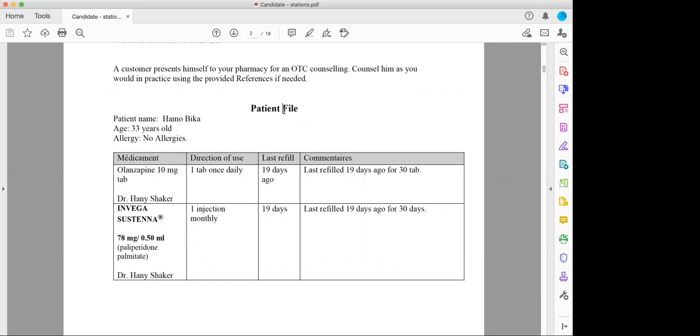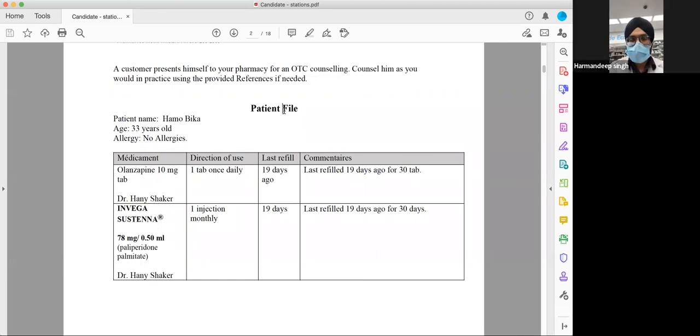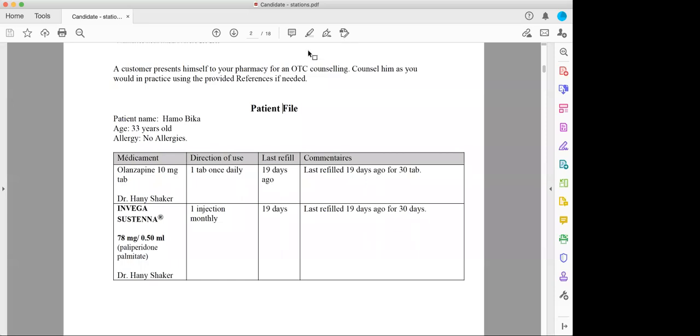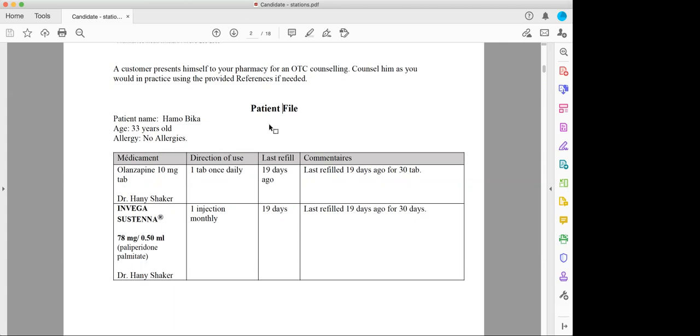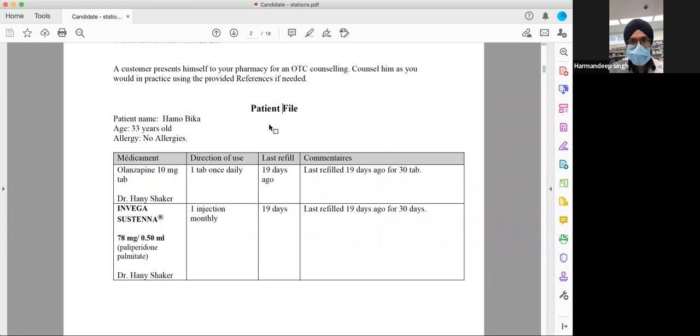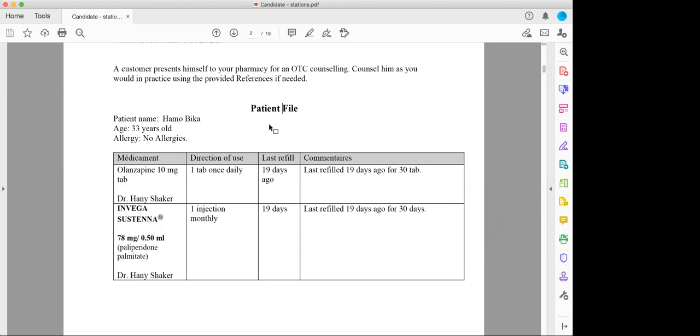Is it working for you? Yeah, so far so good. Okay, that's good to hear. And another one is Invega Sustenna. Correct, this is a monthly injection. So this one is working for you. Any side effect I should be aware of? No, it's only once per month, and that's it. Okay.